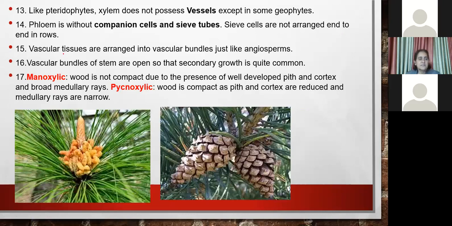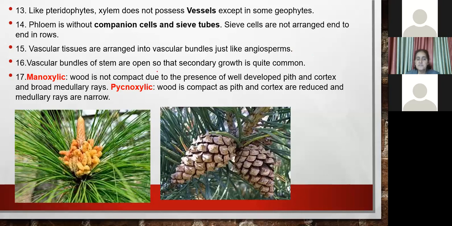Now coming to another point, like pteridophytes, xylem does not possess vessels except in some gnetophytes. Next point is phloem is without companion cells and sieve tubes. Phloem में companion cells and sieve tubes नहीं present होती हैं. Sieve cells are not arranged end to end in a row. Vascular tissue is arranged into vascular bundles like angiosperms. Vascular bundles present होते हैं, xylem and phloem both are arranged in vascular bundle.